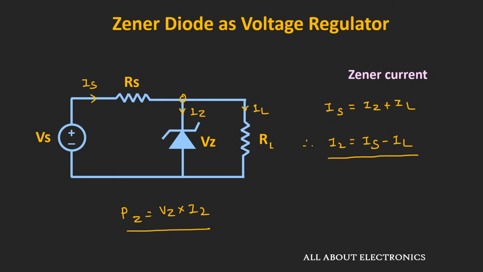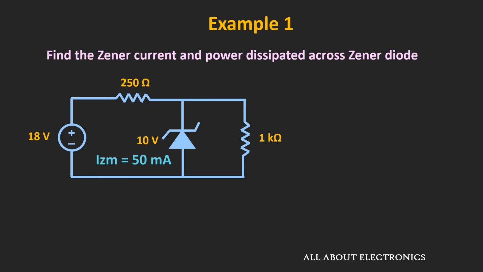So let us take one simple example so that this concept will get clear to you. In this example we have been asked to find the Zener current and the power which is getting dissipated across this Zener diode. First of all we need to ensure that the voltage across the Zener diode is more than 10 volt. For that we will find the Thevenin's equivalent voltage across these two terminals.